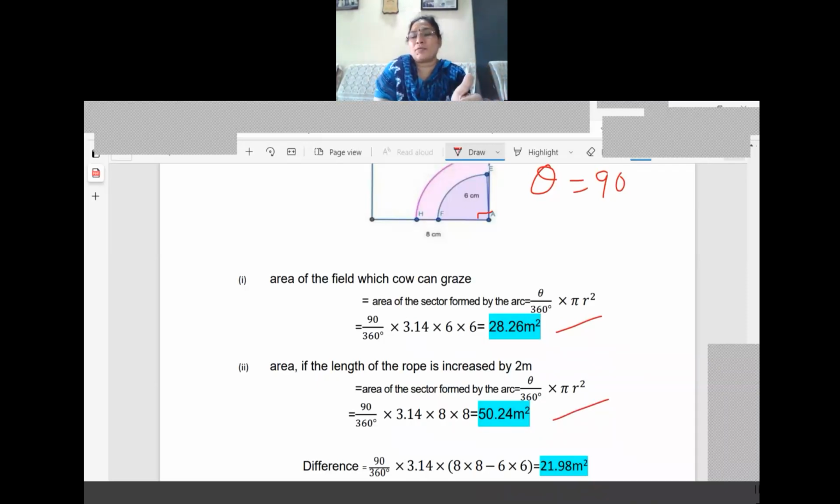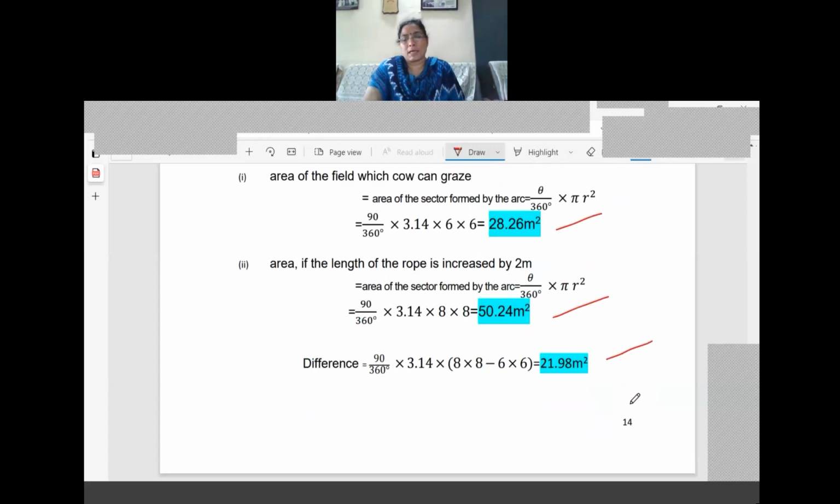Now you can take the difference directly. Otherwise, if you don't want to calculate like this, you can go for the common factor, that is 90 by 360 into 3.14, and (8 into 8 minus 6 into 6) in bracket. So we can simplify, you will get the same answer only, 21.98 meter square. Okay, now based on the area of the segment, that is minor segment as well as major segment, I have completed the questions.